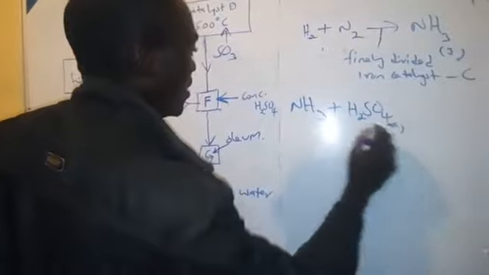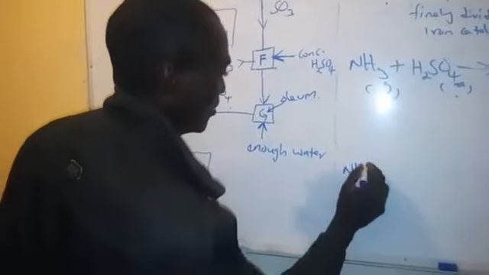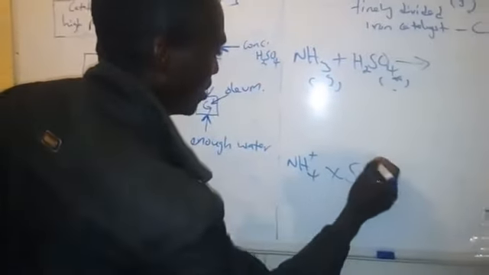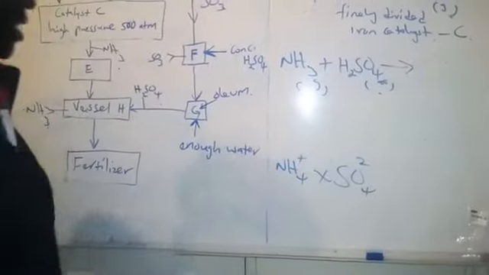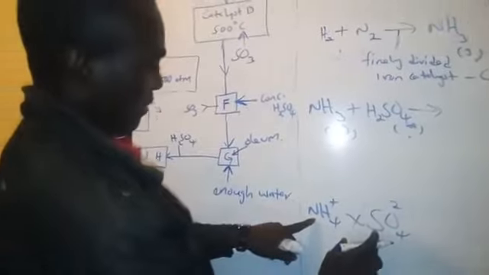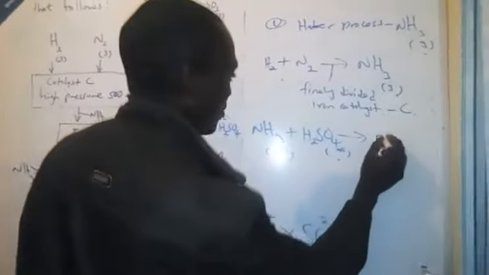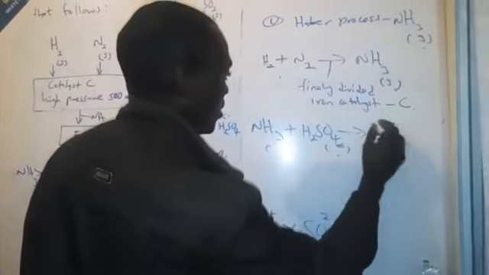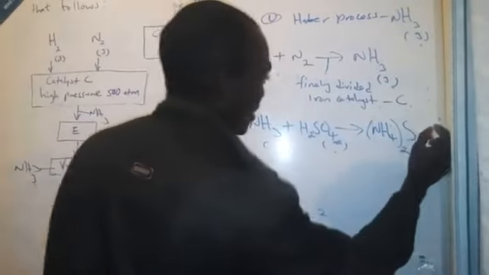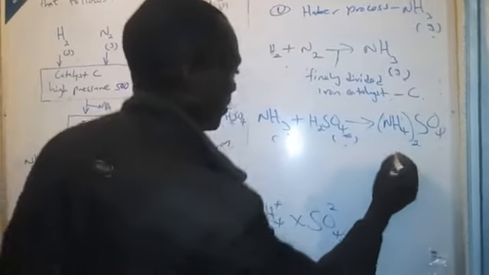sulfuric acid. So we end up forming a fertilizer, which is this. The name of this fertilizer is ammonium sulfate. Now, the ammonium ion is written that way. When it combines with the sulfate, we end up forming this compound. So we end up forming (NH4)2, then the sulfate term times 1. So this is the fertilizer.